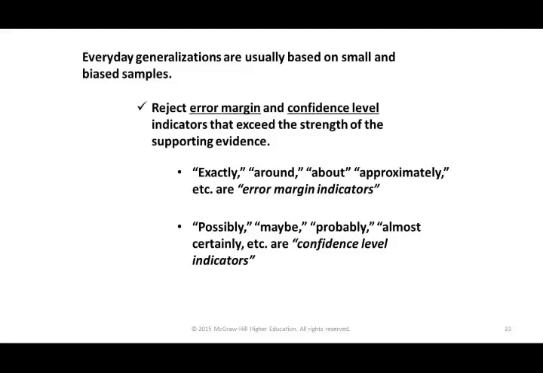Everyday generalizations are usually based on small and biased samples. That's just a truth of the matter. And in that case, when you have a small and clearly biased sample, you should be very careful to reject margin of error and confidence level indicators that exceed the strength of the supporting evidence. Here's what I mean by that. In the English language, we express our margin of error and our confidence level.